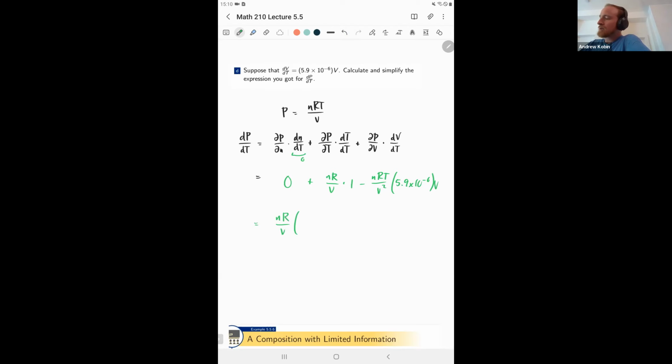In the first term, and I'm getting rid of the 0 completely, I have a 1. In the second term, nr over v is taken out, so I have a t times this constant. So I'll write it as 5.9 times 10 to the -6 times t. So what this says is that the rate of change of p with respect to t still depends on the current values for n, r, and v, but because those are fixed values at an instant in t, this is really just a function of t.